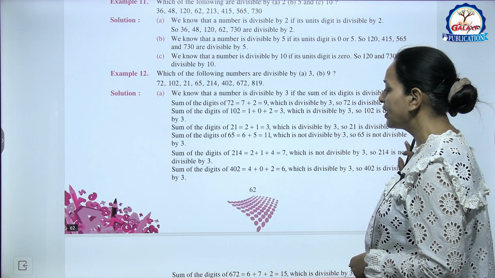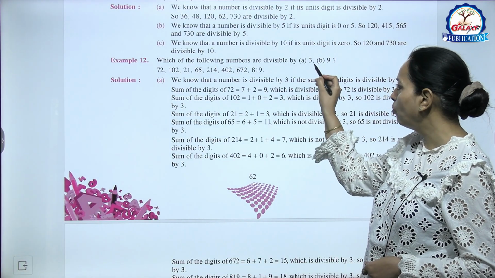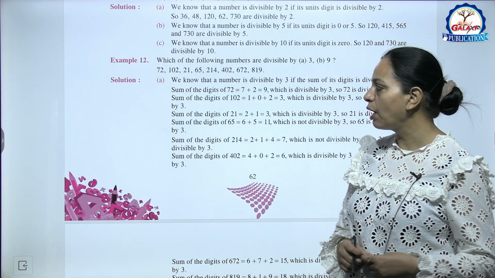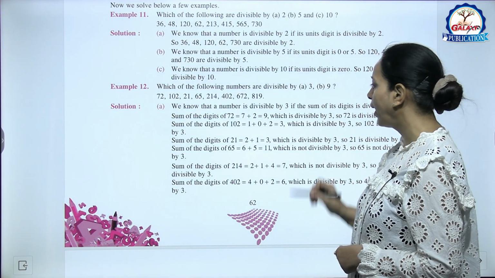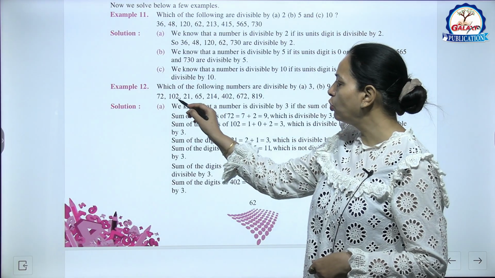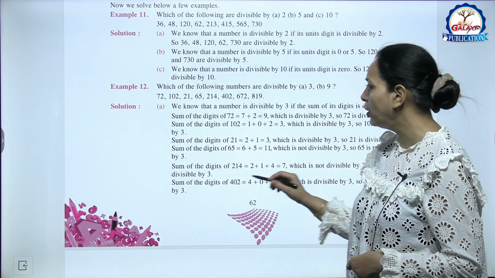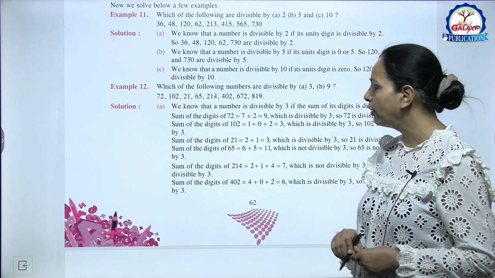Now see the next example 12. Which of the following numbers are divisible by 3 and 9? So what to do? We have to take the sum of the digits. So 72, 7 plus 2, 9, which is divisible by 3. Now 102, 1 plus 0 plus 2, that is 3. It is also divisible by 3. 21, 2 plus 1, 3. It is also divisible by 3.